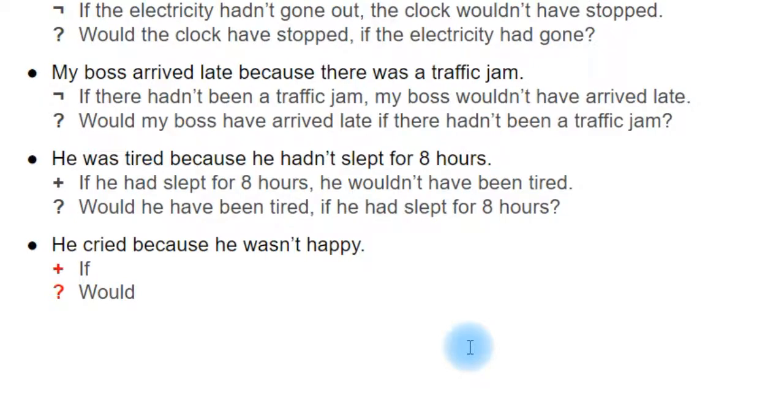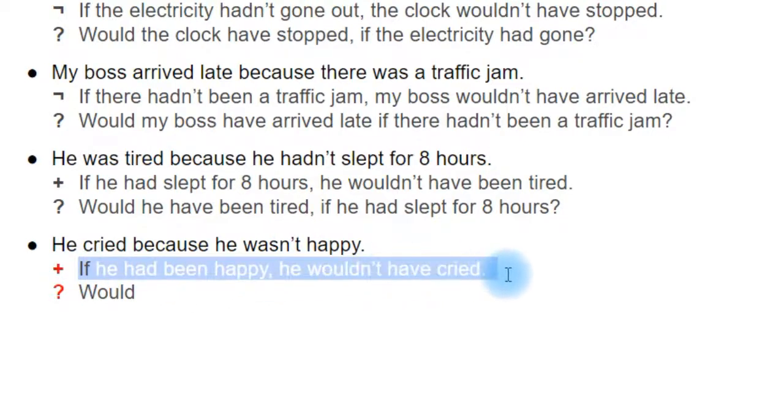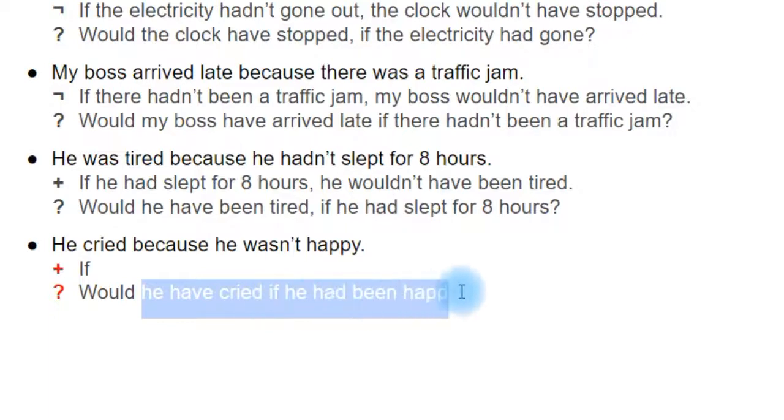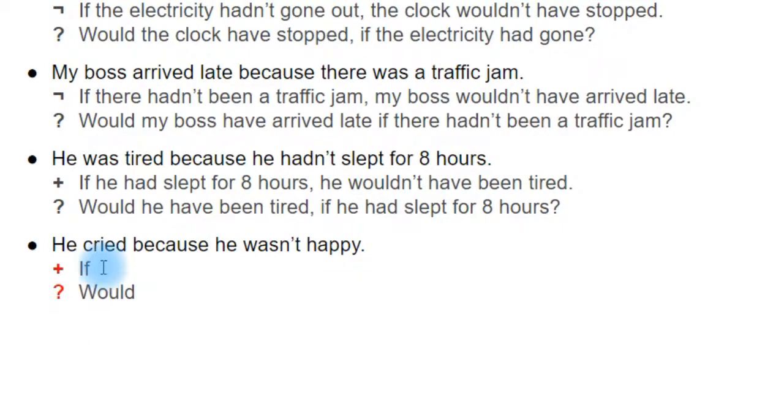If this kid, he cried because he wasn't happy. If he had been happy, he wouldn't have cried. And the question? Okay. Would he have cried if he had been happy? Okay, well, this is basically the idea.